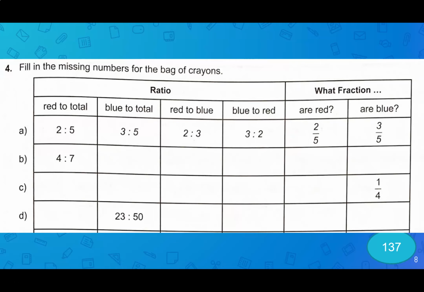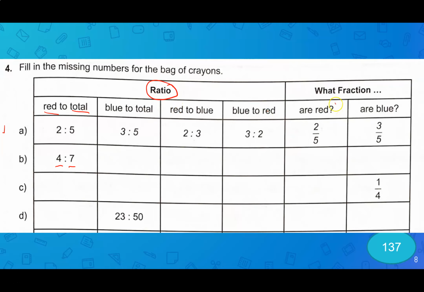Question 4. Fill in the missing numbers for the bag of crayons. So this may look a little overwhelming at first. Just focus on one row at a time. A has been done for you. Let's work through B together. Our first 4 columns are represented as ratios. So the only information we have is 4 red and 7 total crayons. So each time we see red, we have a little bit of information to fill in.